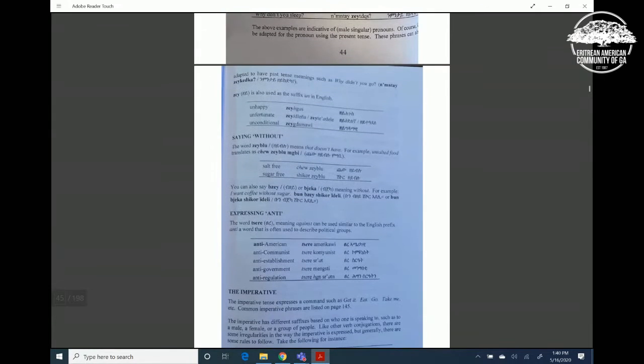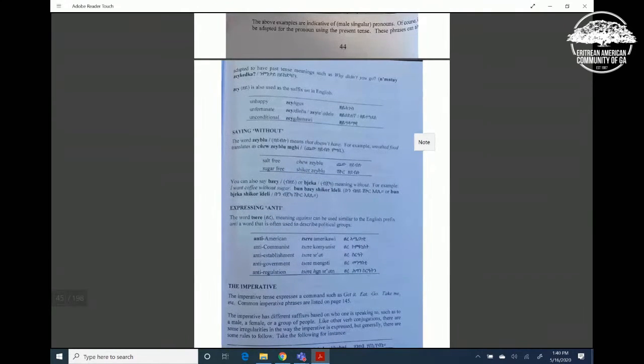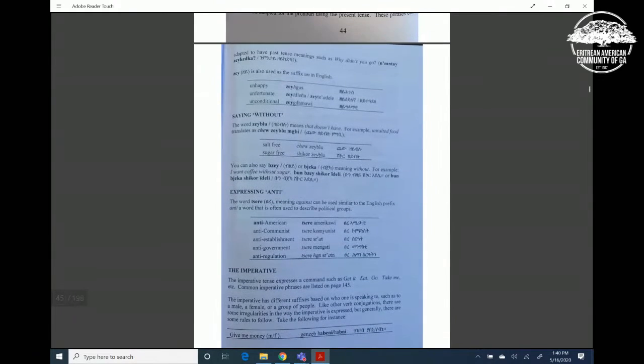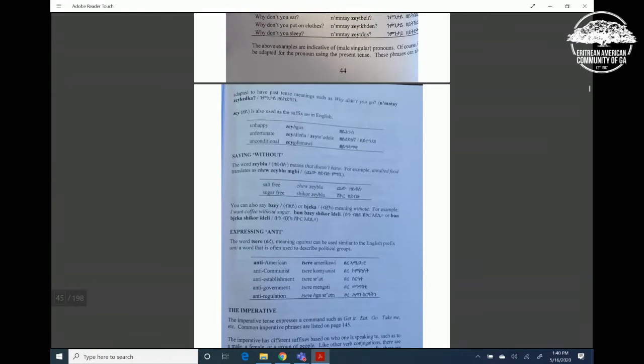Okay, we are at the end of page 44, so we're going to page 45. If you have any questions before I go on, I'll be glad to answer the questions. Okay.